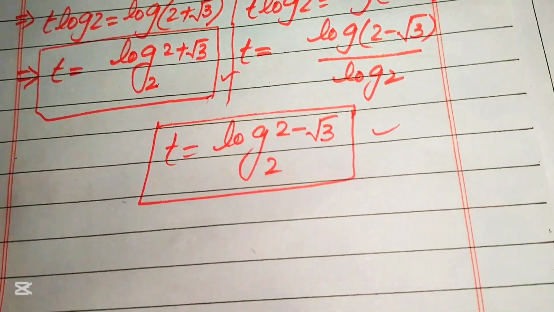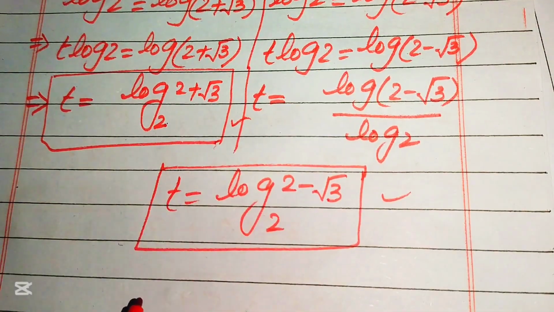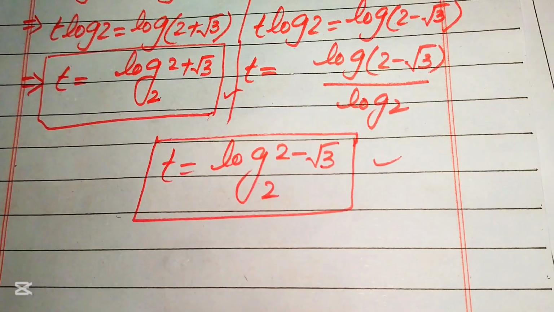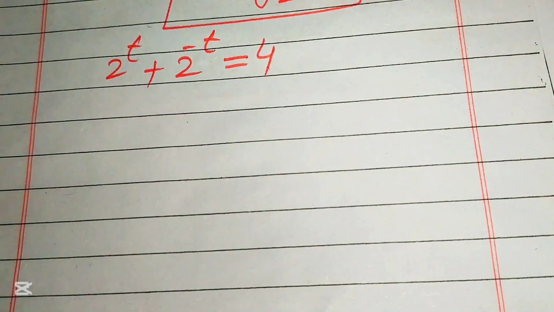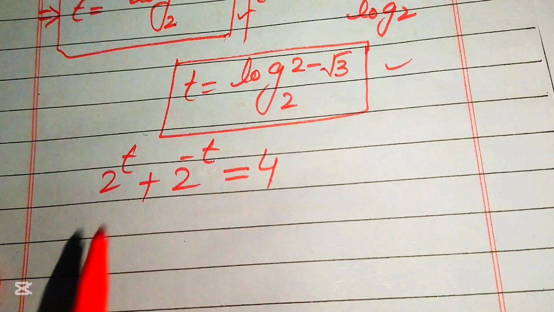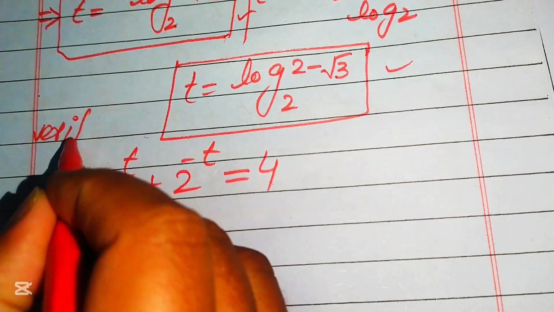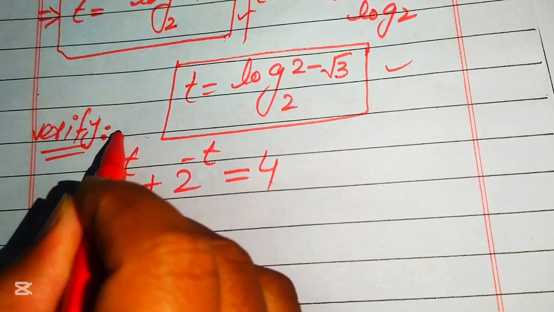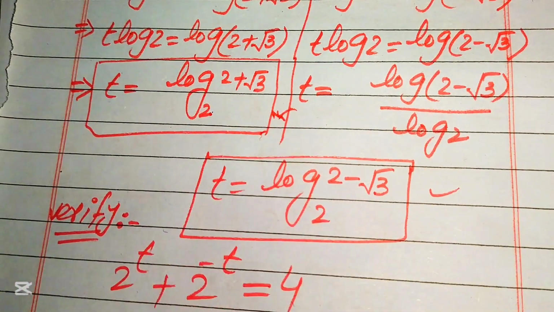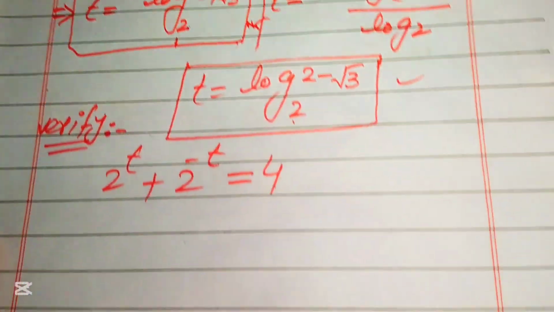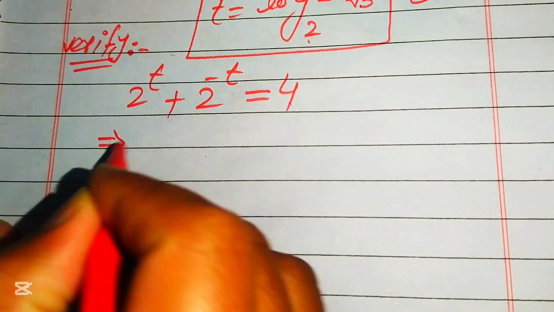Okay, so now in the next step we need to verify these two values of t. In order to verify these two values, we need to copy down our given question statement here. Our given question statement is 2 to the power of t plus 2 to the power of minus t equals 4. Here I can just verify one value of t, and I will leave the second value of t up to you. You can do the second value by yourself. So here we will verify this value, and you can verify the other value for yourself.